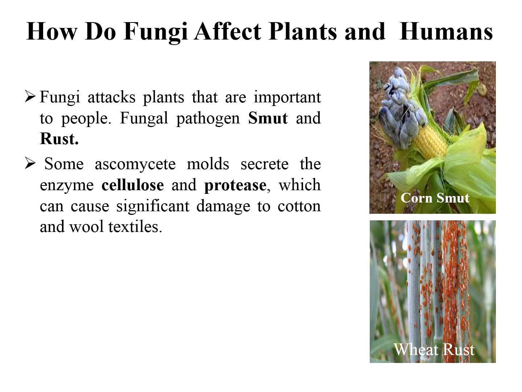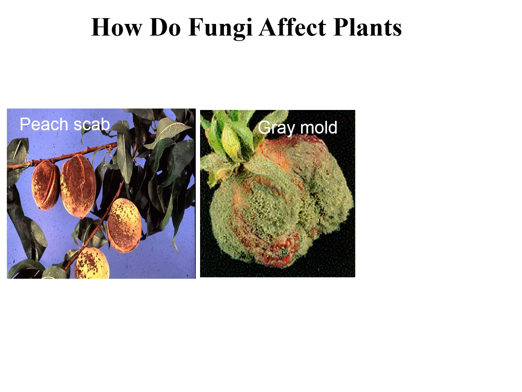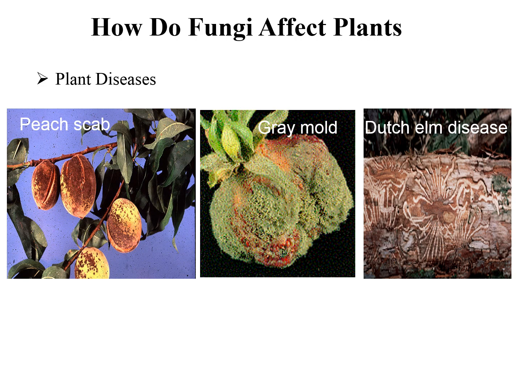Some ascomycetes secrete the enzymes cellulase and proteases, which can cause significant damage to cotton and wool textiles, especially in warm humid climates where molds flourish easily. Some fungal diseases occur on a wide range of trees and vegetables. Peach scab, gray mold, and Dutch elm disease are mainly caused by fungi.